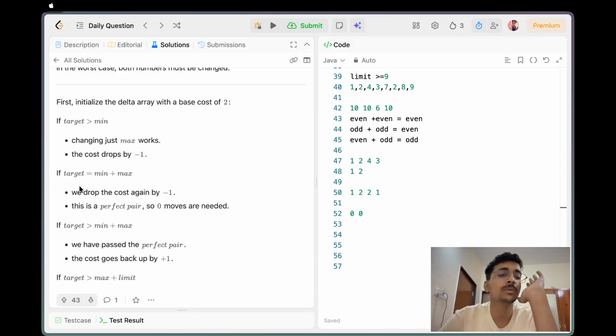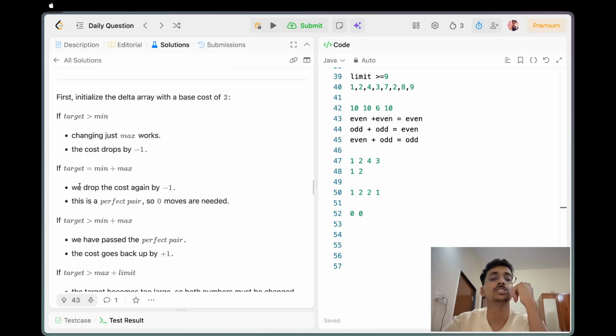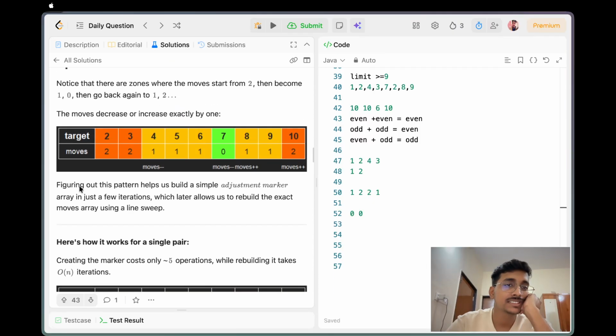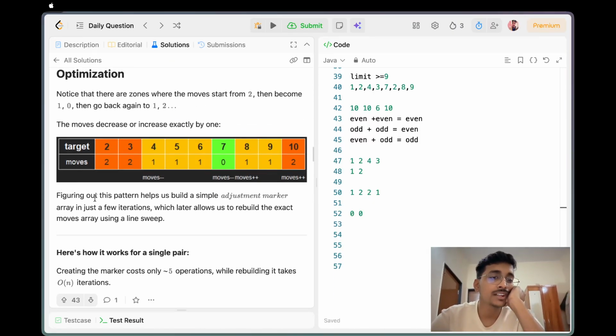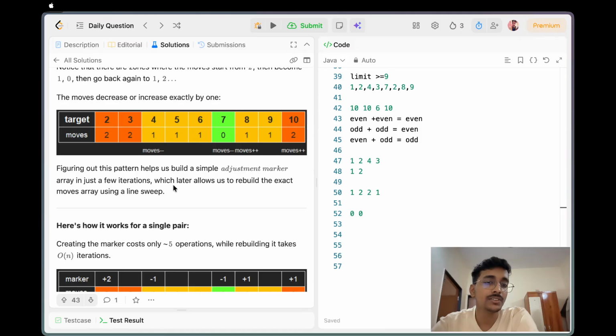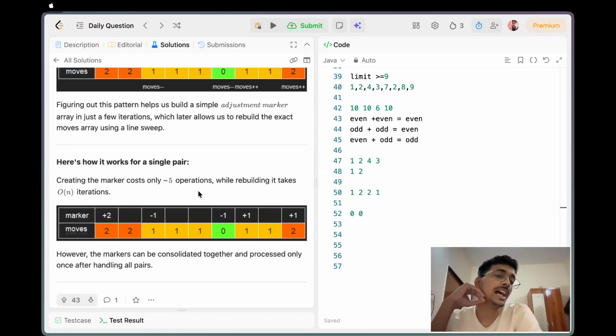Bro, this is crazy. I'm not able to understand anything, and I'm thinking something out of the box. I'm not able to catch up with this problem. Wait. From here, I got distracted. Figuring out this pattern helps us build a simple adjustment marker array in just a few iterations, which later allows us to rebuild the exact moves array using a line sweep. What is this adjustment marker array, line sweep? I don't know any of this.